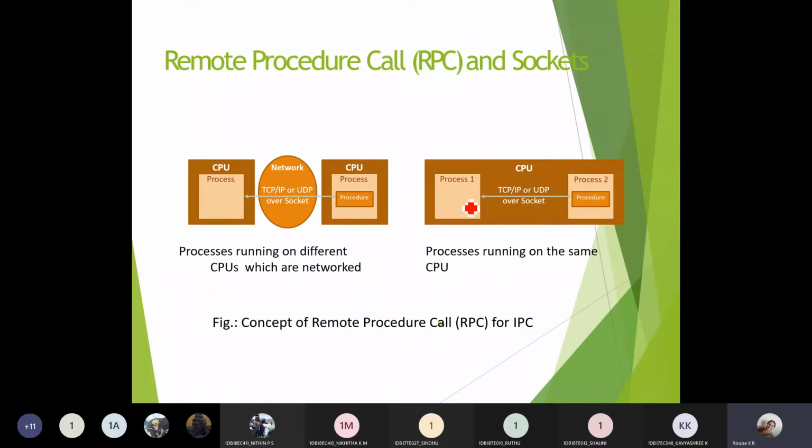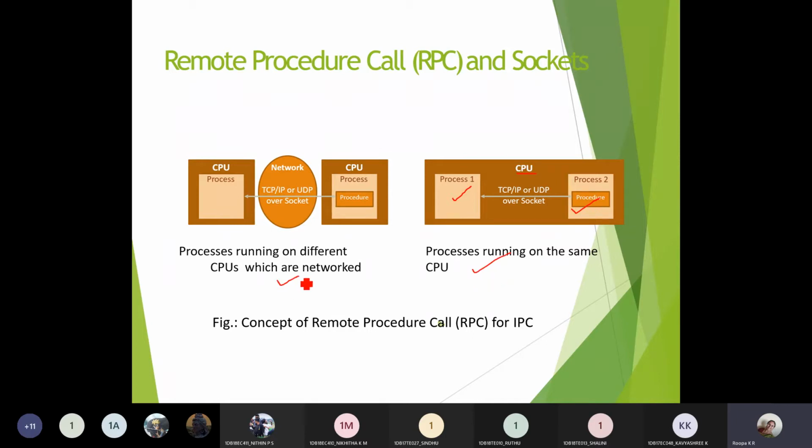See, I am telling you, within one CPU I can have two different processes running. So I can use this RPC here for transferring the information between process 1 and process 2. These processes are running on the same CPU.